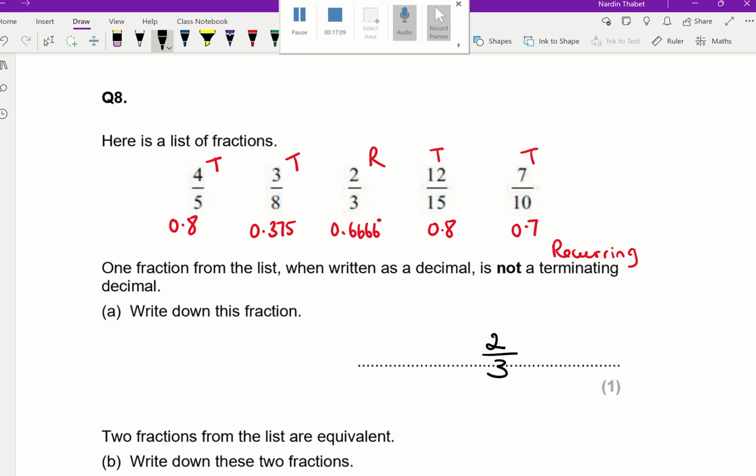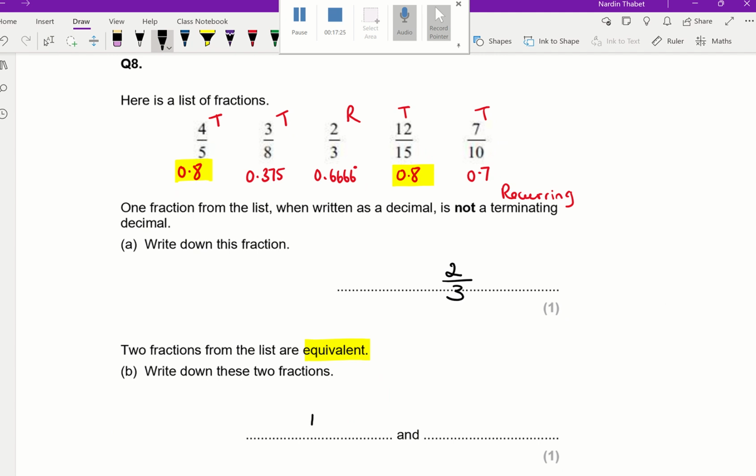And then it says two fractions from this list are equivalent. Equivalent means they are equal, they are the same. Well, you can see this is 0.8 and this is 0.8. So I've got 4/5 and 12/15.